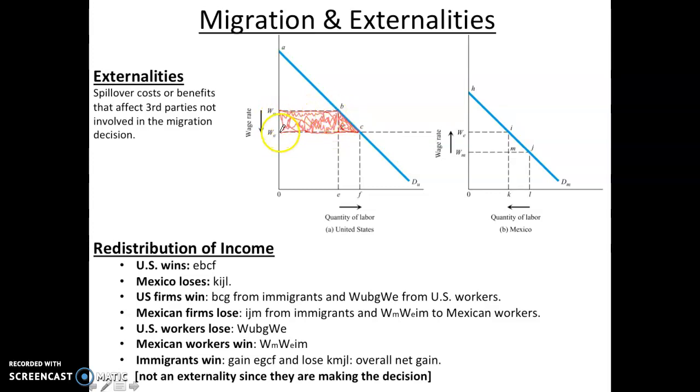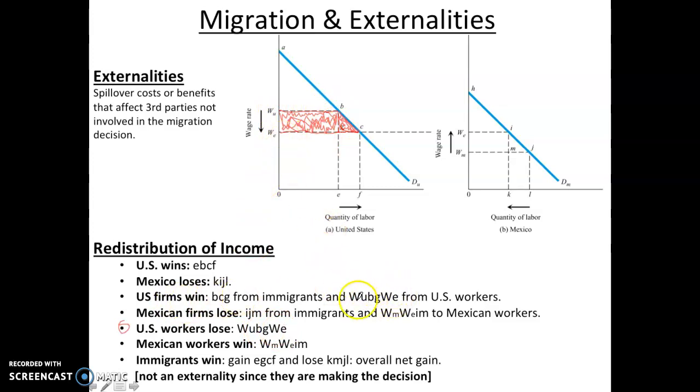Now, I want you to notice that this area of lower wages for American workers, while that represents a gain to U.S. firms, is actually a loss to U.S. workers. So that's this bullet here. So U.S. workers lose WUBGWE, and that's what U.S. firms win.